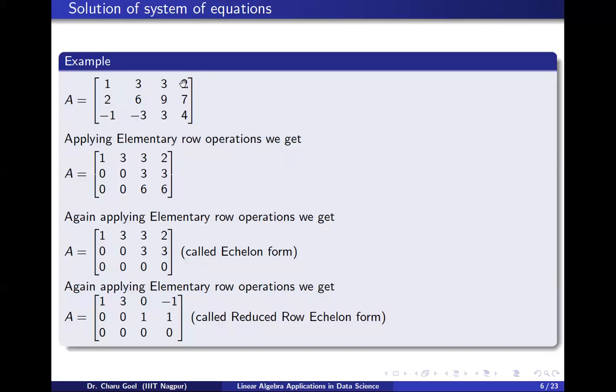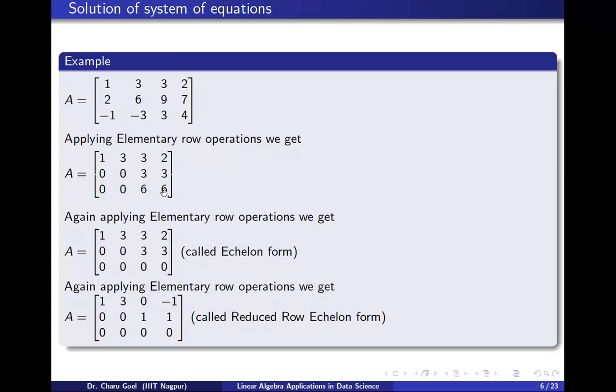Okay. So which operation is this? This is the third one: multiplying a row with a non-zero scalar and adding to another row. So R2 minus 2 times R1 will give me 2 minus 2, 6 minus 6, 9 minus 6 equal to 3, 7 minus 4 equal to 3. Similarly, I have to make this 0, using row 1, our basic fixed row. So row 3 goes to R3 plus R1. Minus 1 plus 1 will give me 0, minus 3 plus 3 will give me 0, 3 plus 3 will give me 6, and 4 plus 2 will give me 6.